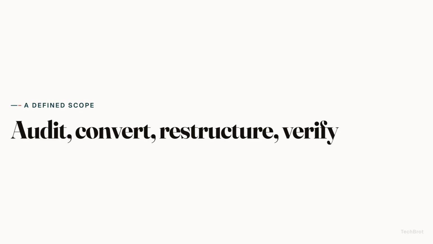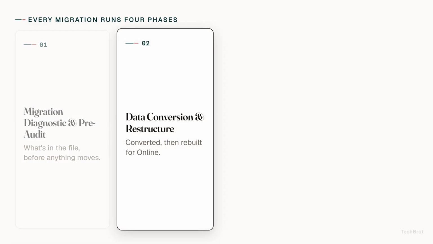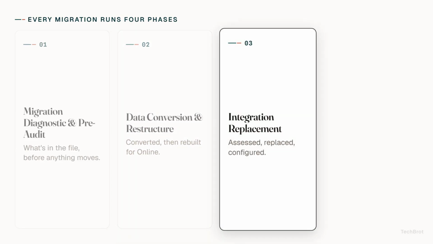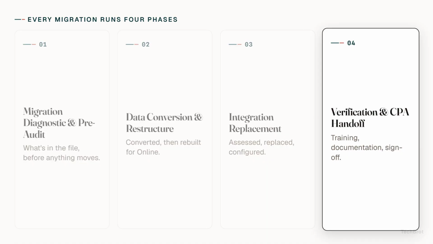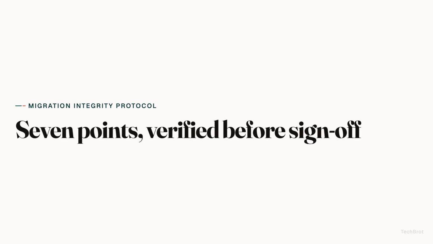at the end. Every migration runs 4 phases in this order: migration diagnostic and pre-audit, establishing what's actually in the file before anything moves; data conversion and restructure; integration replacement and configuration, because desktop add-ons rarely have a like-for-like equivalent in QuickBooks Online; then verification, training, and the CPA handoff that closes the engagement. Nothing here is signed off on a feeling.